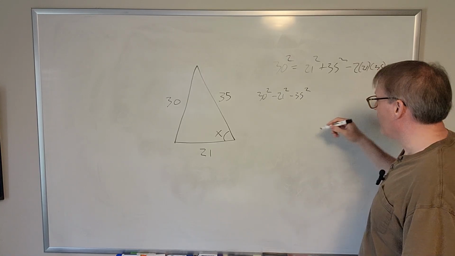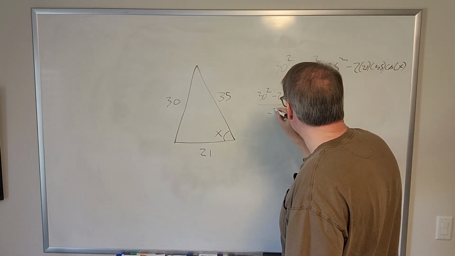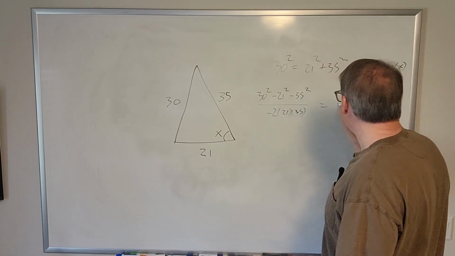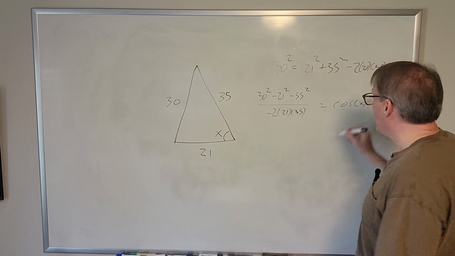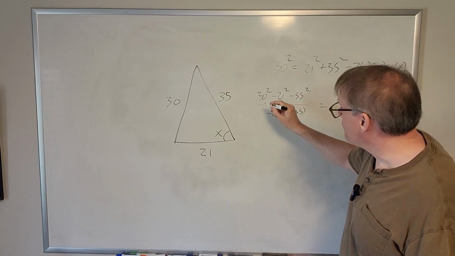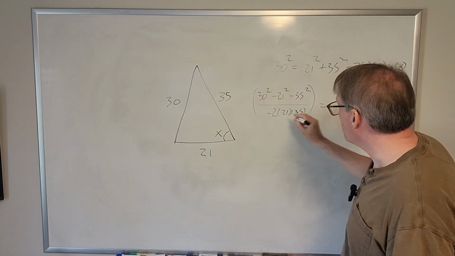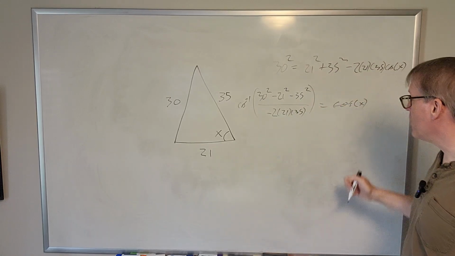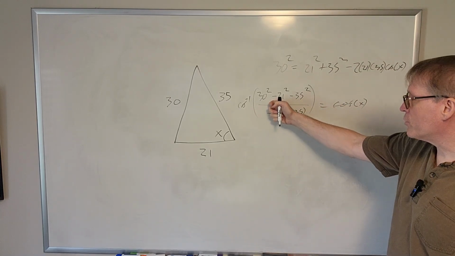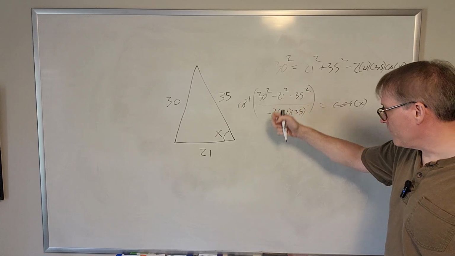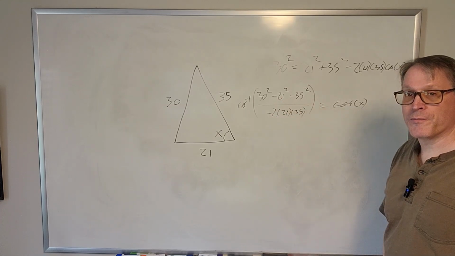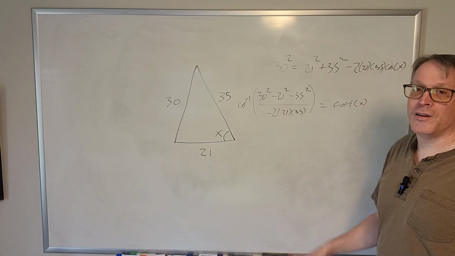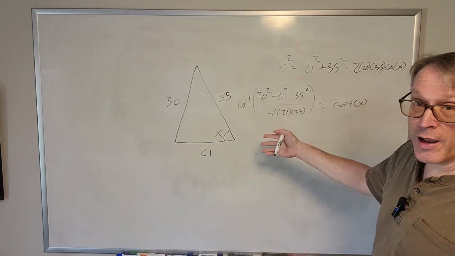We can also just divide by that, both sides. Minus 2 times 21 times 35. And that's going to be equal to cosine of x. And then you take the cosine inverse of both sides. So you end up doing the cosine inverse of this. Cosine inverse cancels out the cosine. x is equal to the cosine inverse of 30 squared minus 21 squared minus 35 squared divided by minus 2 times 21 times 35. And you get whatever that is, but you would not actually ever solve for this. You would just be able to pick this out of a lineup.